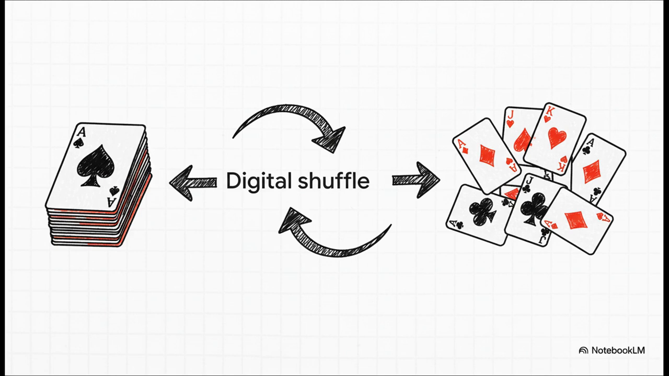So if this is our list of cards, our digital deck, and we run random.shuffle on it, poof, the original deck is now in a completely new random order. The ace could be anywhere, the king could be somewhere else. It's a perfect digital shuffle every single time.